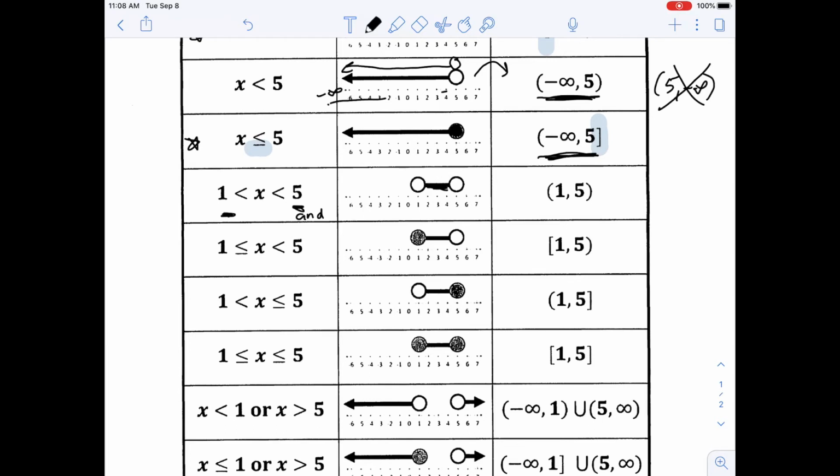Well, the same thing for interval notation. We're going to convert it to interval notation here. So we're starting at 1, parenthesis, because we don't have the equal sign, and we're going all the way up to 5 and not including the 5, so it's a parenthesis there.